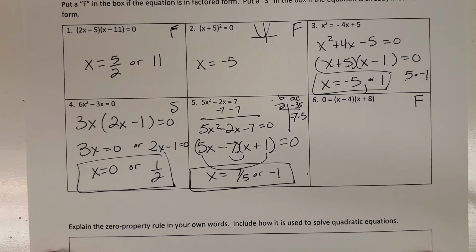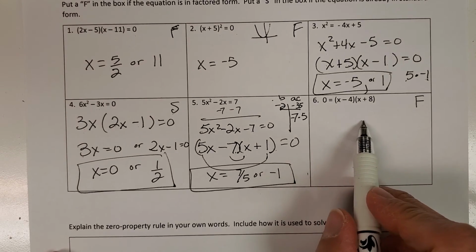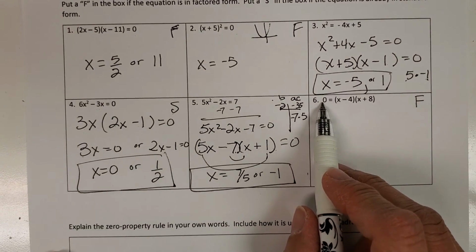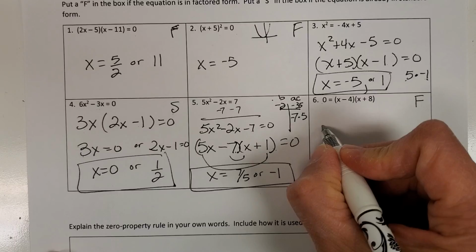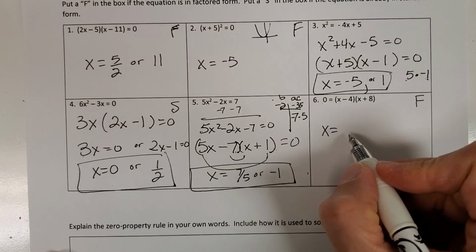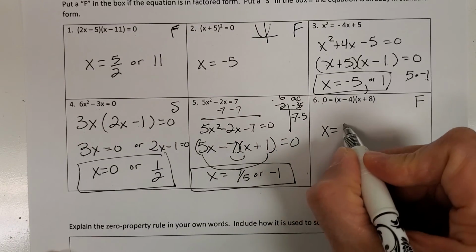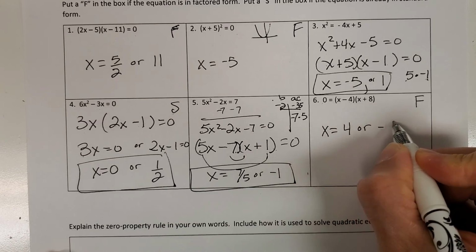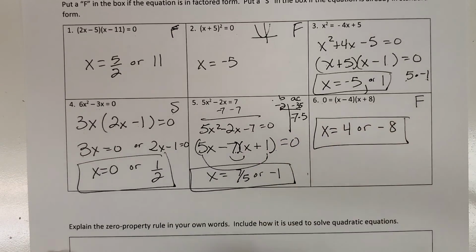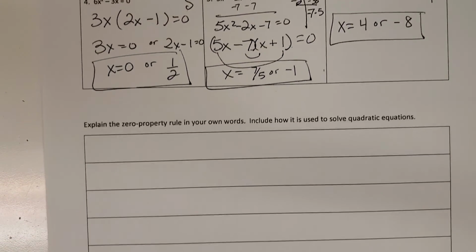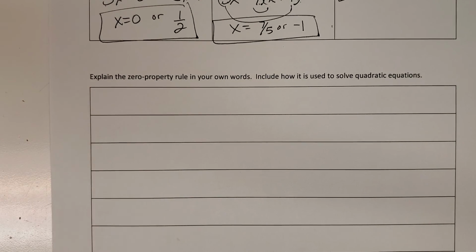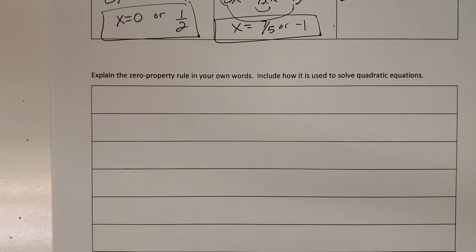Okay, last one, and this is already factored, so that makes it nice. It doesn't really matter if 0 is on the left or the right. We're just going to say, okay, we're ready to use our zero property rule, so x equals the opposite of negative 4, or the opposite of 8. And we are done.